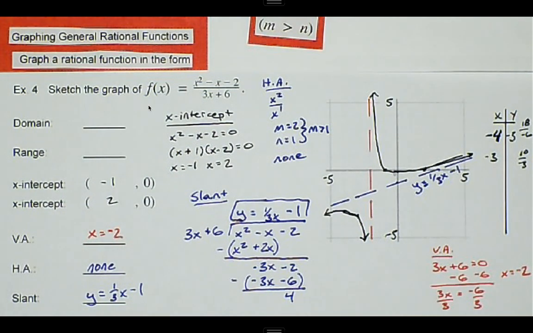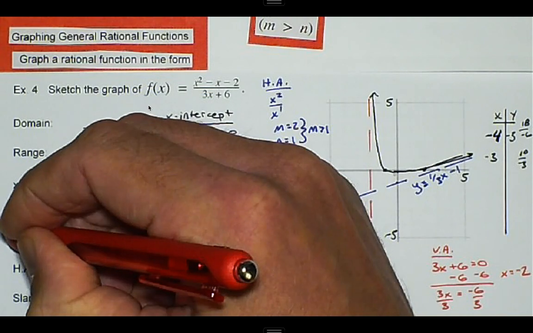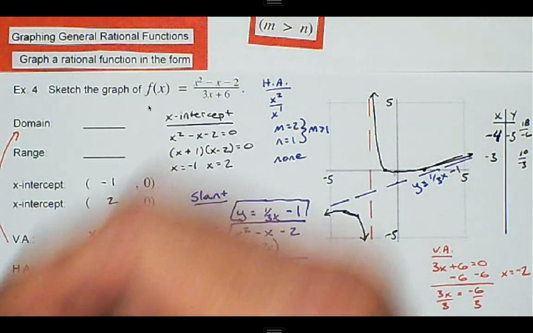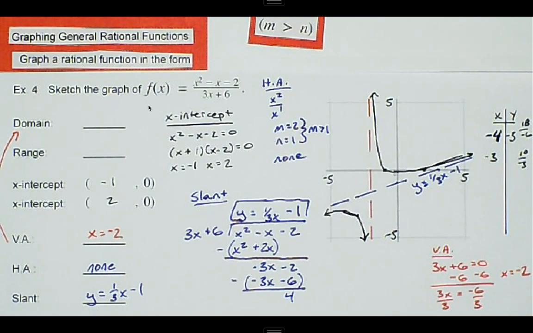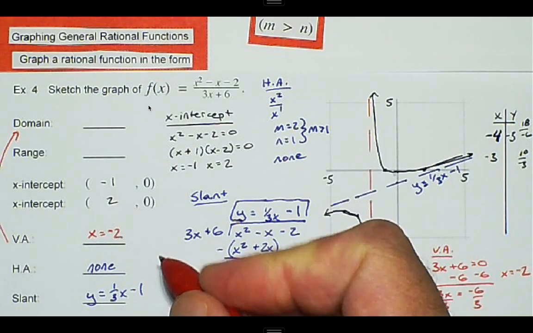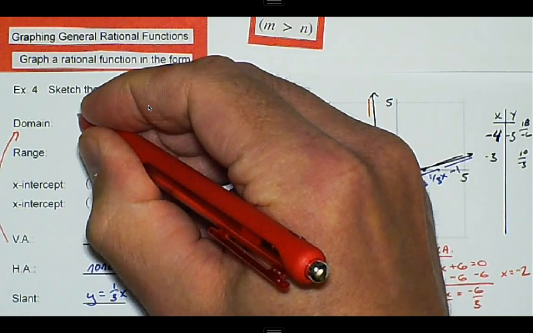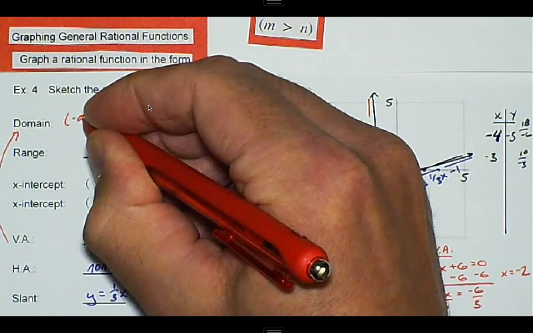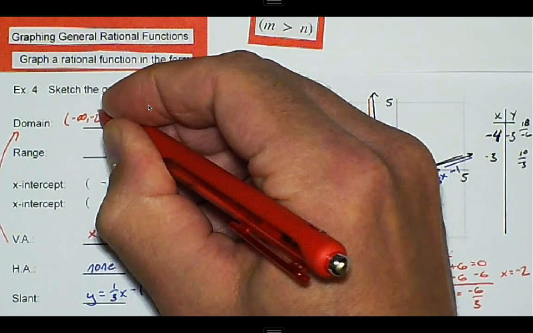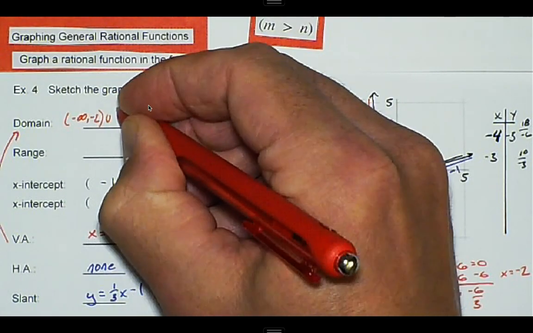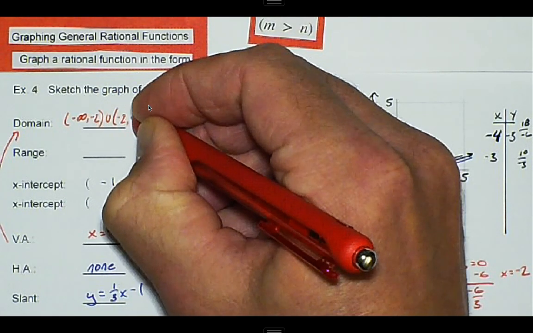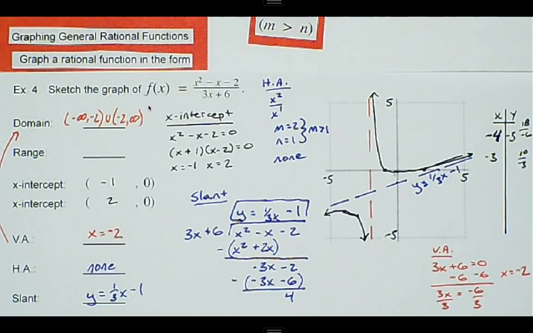For the domain, that one is pretty straightforward because our vertical asymptote tells us what our domain will be. And so it's just everywhere but -2. So -infinity to -2, union -2 to infinity. And for the range, we will calculate that one.